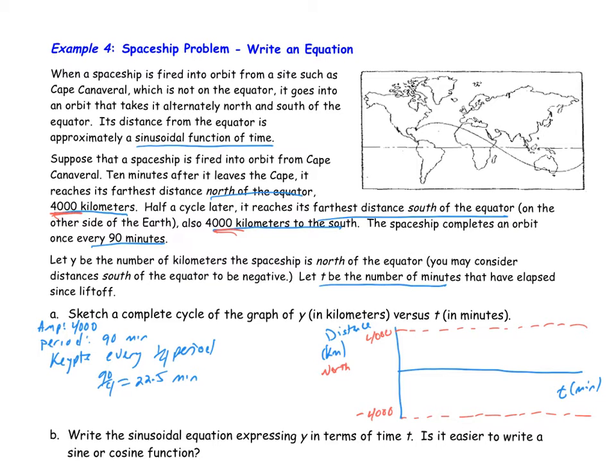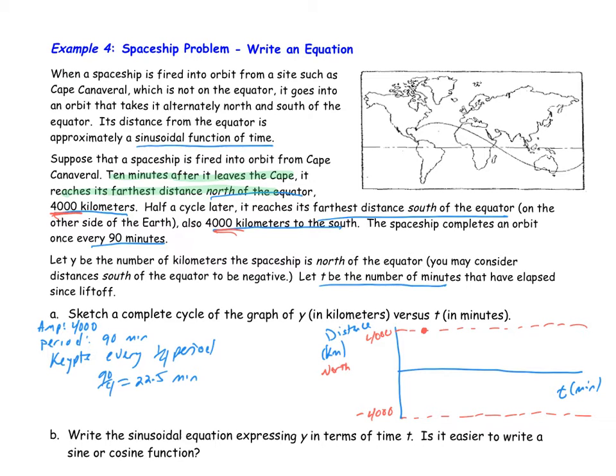Let's see, we have a little more information here. We know that 10 minutes after it leaves the Cape, it reaches its farthest distance north. So we actually have a point that we can plot. So I'm going to plot that. So at 10 minutes, it reaches a point that's 4,000 kilometers north.